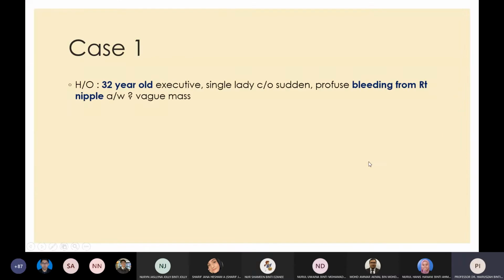Okay, I'll just share with you a few cases of how a breast cancer patient can present to you. A 30-year-old lady presented with a sudden, first-time onset of profuse bleeding from the nipple, and did not notice whether there was a mass in the affected breast. It was bleeding a lot, so much that it really stained the clothing.